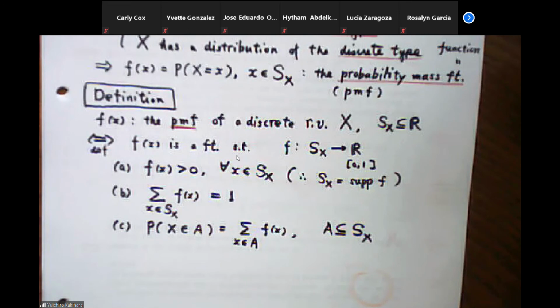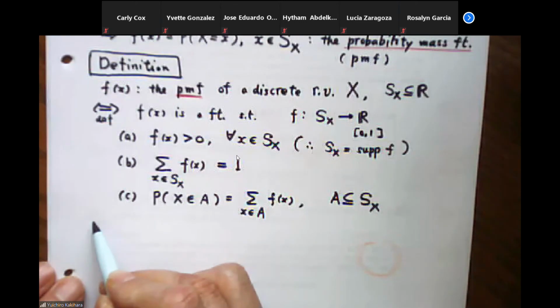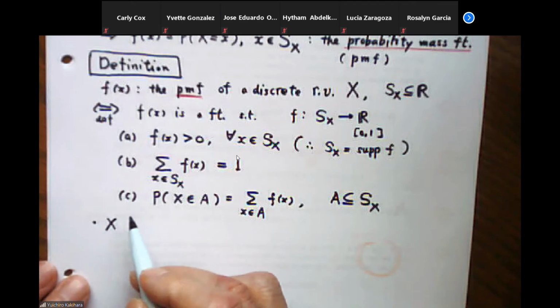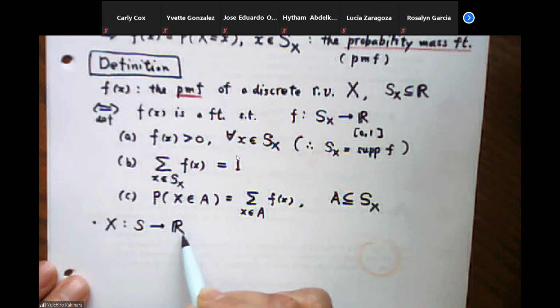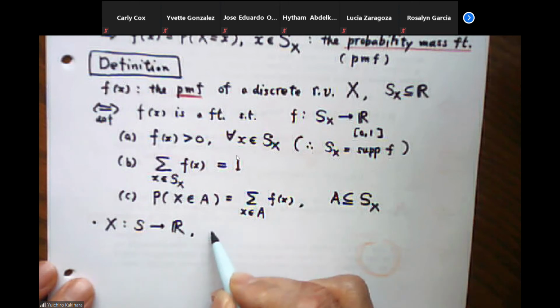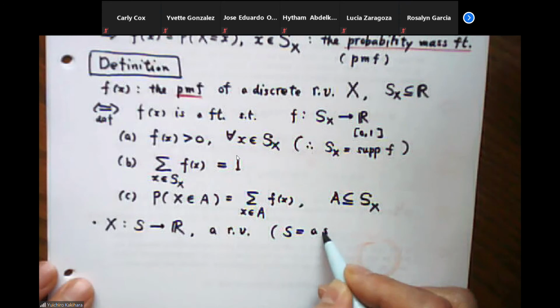Okay. So two more things. The probability mass function is defined, and we would like to define a cumulative distribution function. This is defined for any random variable, not necessarily discrete. So here's the definition. X is a function from the sample space to R. Don't be confused, this is a random variable. I should mention S is the sample space.